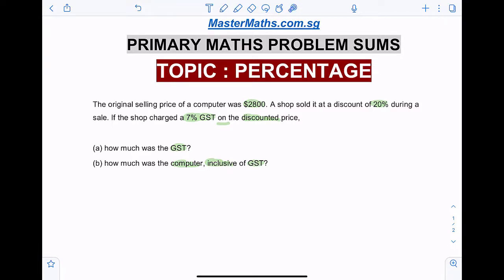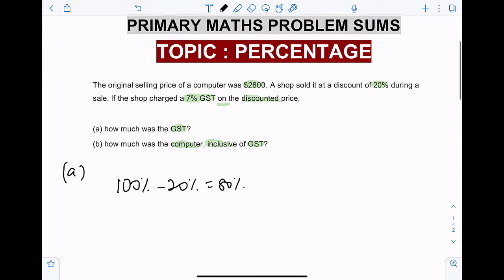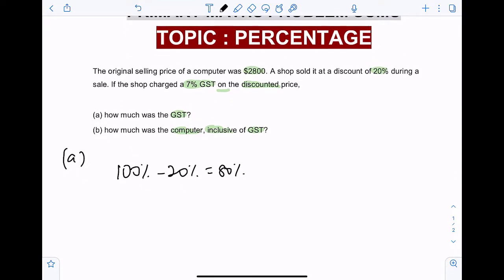Now, the original price will always be 100%. Okay? And after a discount of 20%, there will be 100 minus 20%, 80%. Okay, so first we find the discounted price. So 100% is the original $2,800, and we can proceed to find 1%.